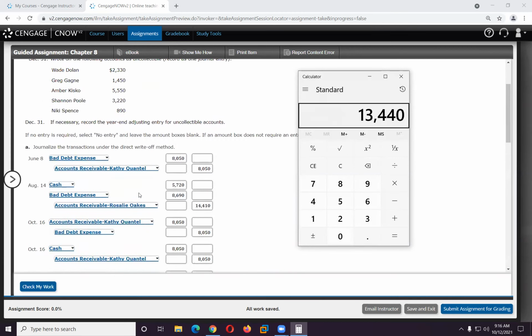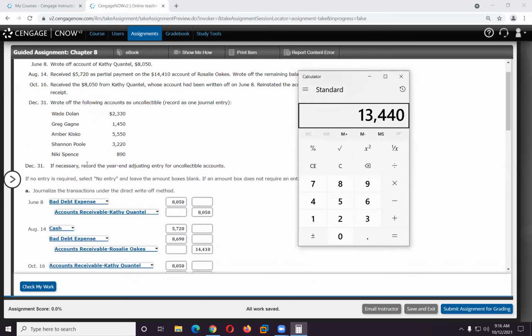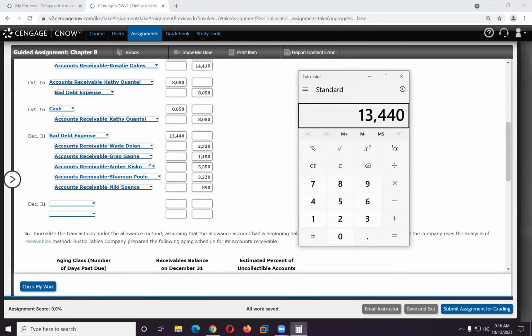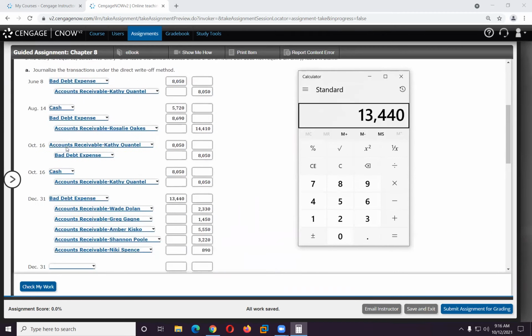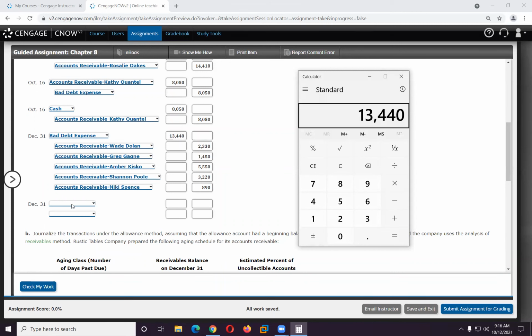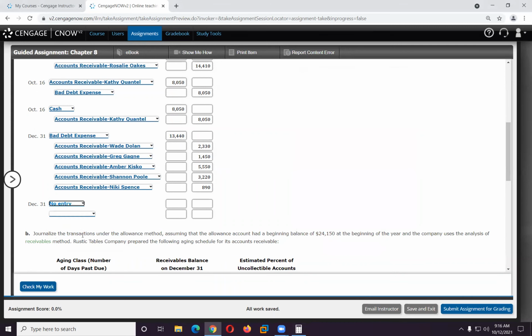All right, last one, December 31st. If necessary, record a year-end adjusting entry for uncollectible accounts. So in this case, when we do the direct write-off method, there's no adjusting entry. That's the thing with it, right? We just write off the debts as we think we can't receive them. And so the problem with that is, again, we might be making adjustments and claiming an expense for something where the revenue was in a previous period or something like that. So that's the challenge with doing the direct write-off method. So there's going to be no entry required.